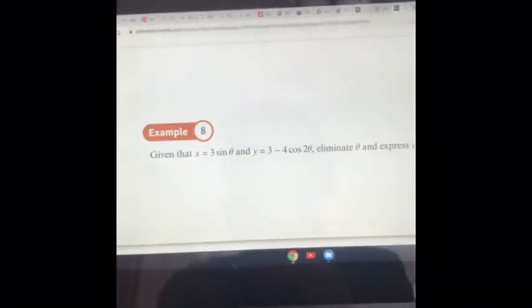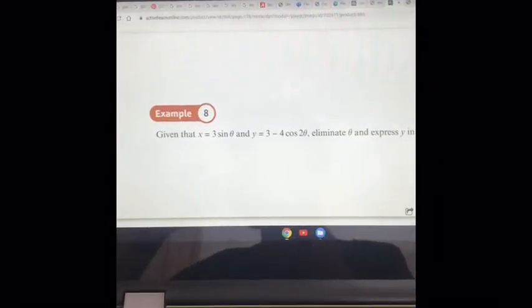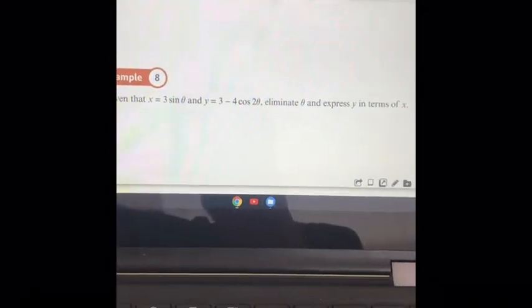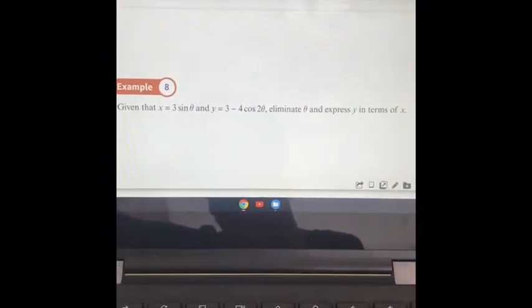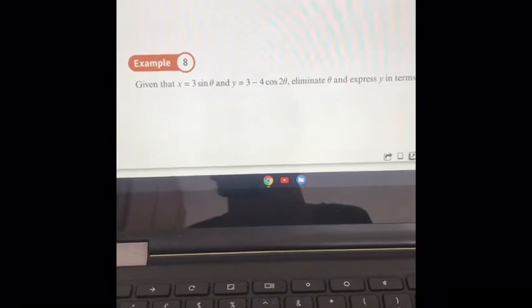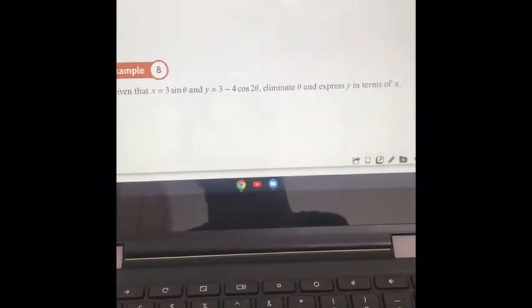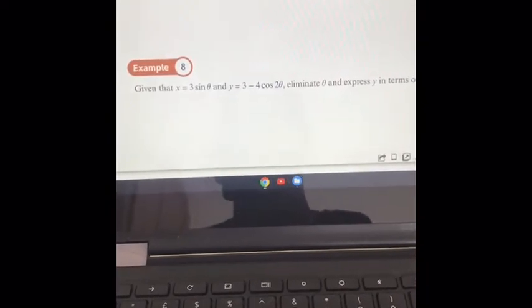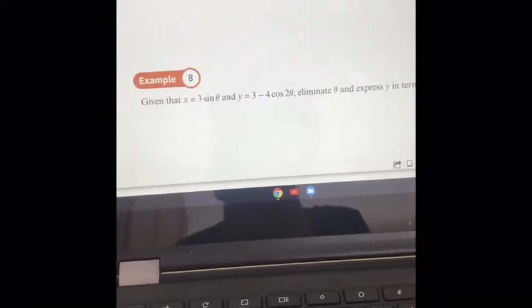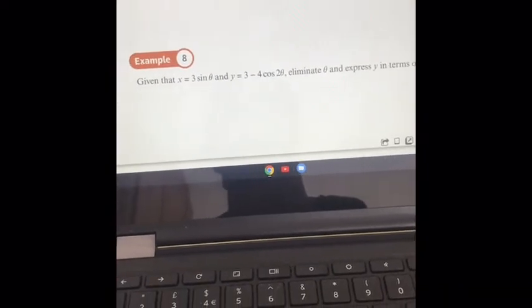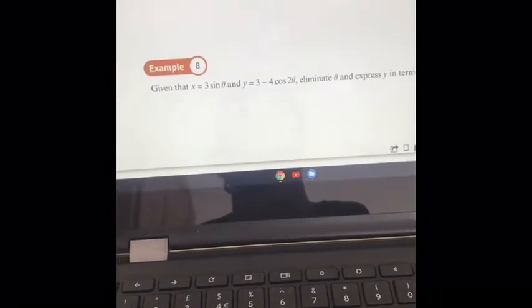Okay, so it says, given that x is 3 sine theta, and y is 3 minus 4 cos 2 theta, eliminate theta and express y in terms of x. So they want me to get rid of theta, essentially. They want me to link the two equations together, but eliminate theta as well, and have y equals something. So here, I'm going to start with the more complicated equation, which is the second one, and manipulate it and see if I can make it look like something with just x's in it.